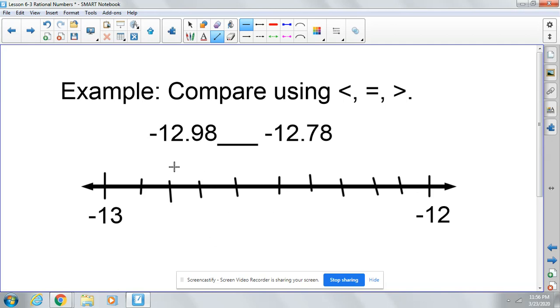And we are going to find negative 12.98. If this is negative 12.0, 0.1, 0.2, 0.3, 0.4, 0.5, 0.6, 0.7, 0.8, 0.9, this is negative 12.9. But pay attention, this is negative 12.98. Okay? Negative 12.98 is going to be very close to negative 13.0.